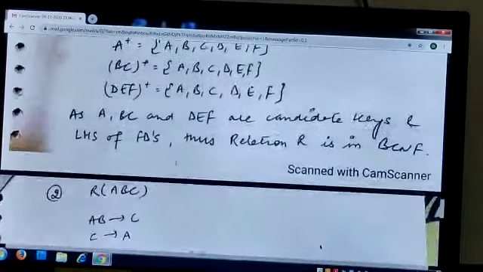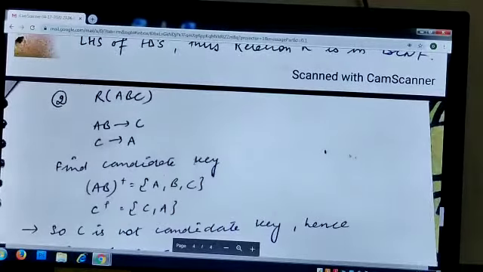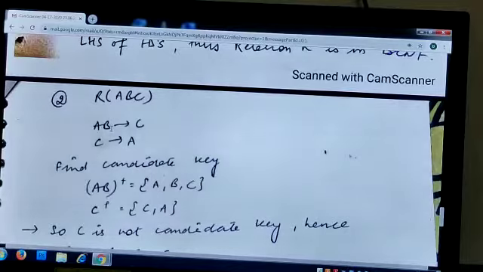Now next, check the next example. Suppose I have a relation R with ABC, AB to C and C to A. Now these are the two dependencies given to me. If you can see, AB will be the candidate key because AB can be determined using itself, and C is dependent on AB.